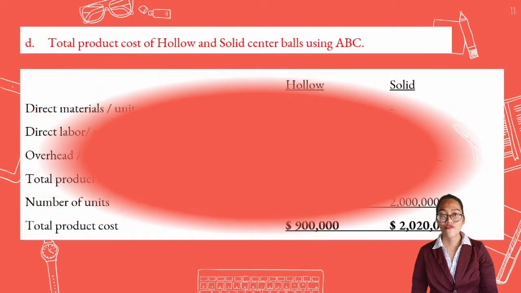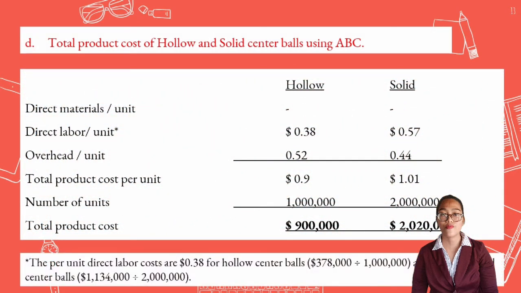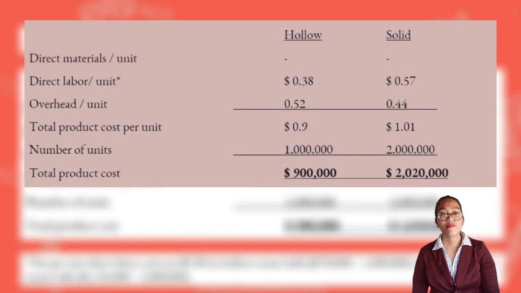Let's move on to getting the total product cost of hollow and solid center balls using activity-based costing. We have here direct materials per unit, direct labor per unit, overhead per unit, the total product cost per unit, number of units, and total product cost. In the problem, the direct materials per unit was not given, so we're just going to leave it blank. To get the total product cost per unit of hollow and solid center balls, we're just going to add the direct labor per unit to the overhead per unit.